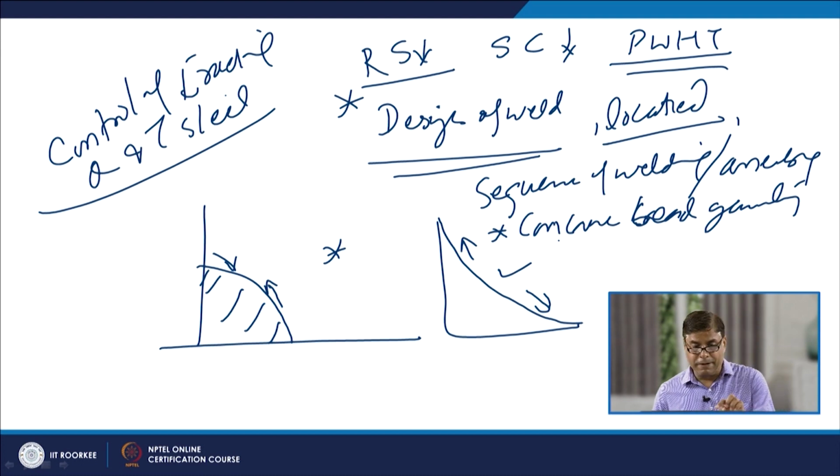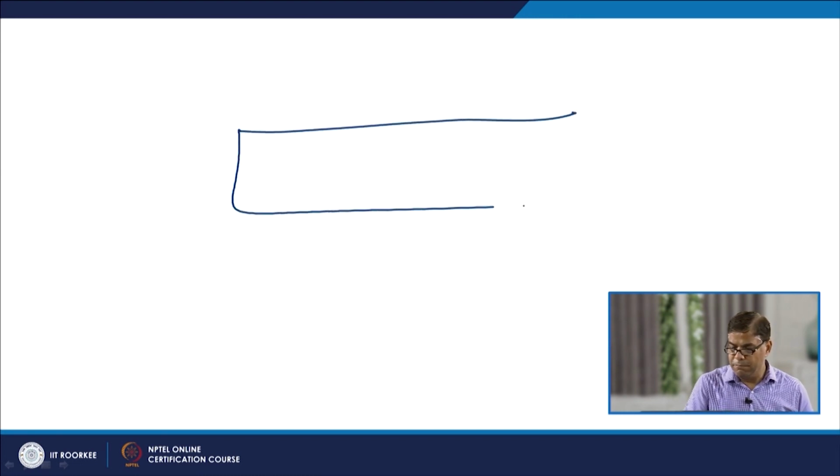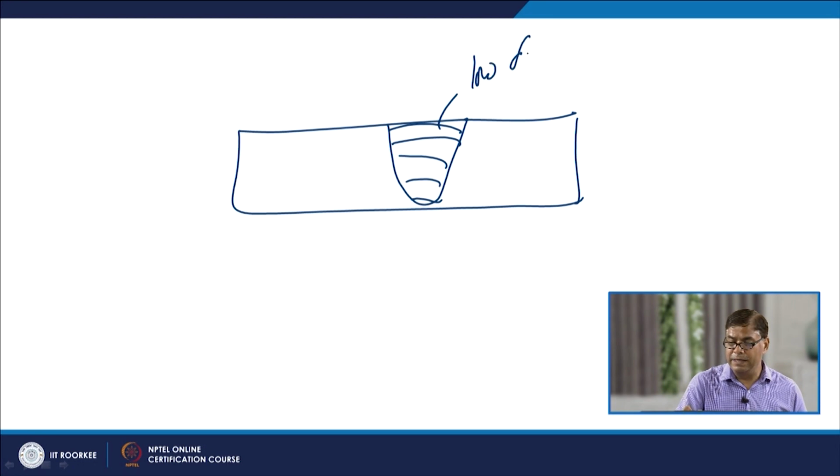There are two more techniques which can be adopted in order to control the cracking of the Q&T steels. Apart from the weld joint design, locating it properly, sequence of the welding and assembly, and having convex bead geometry, avoiding the concave bead geometry, we can also lower the development of the residual stresses by selecting the filler or the weld metal of lower yield strength.